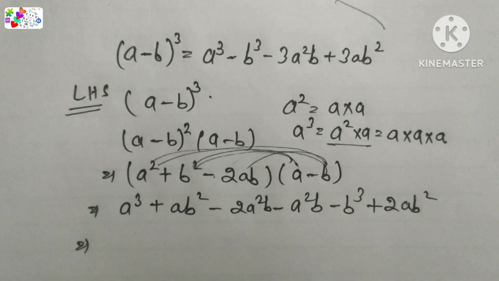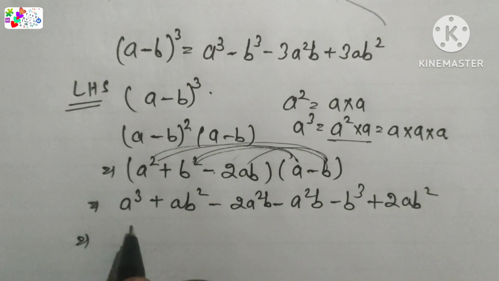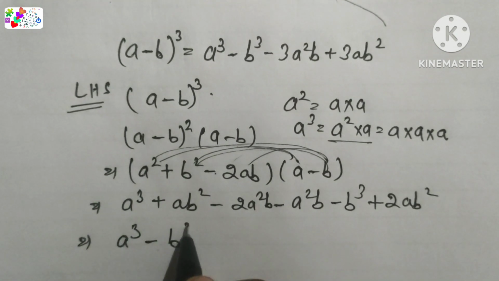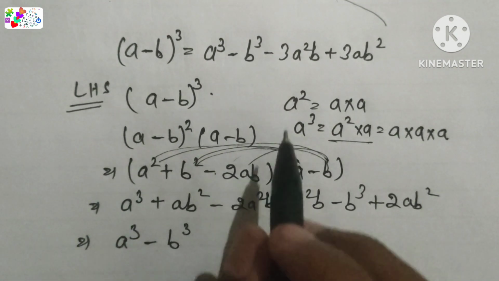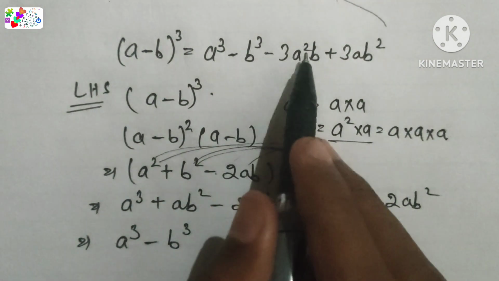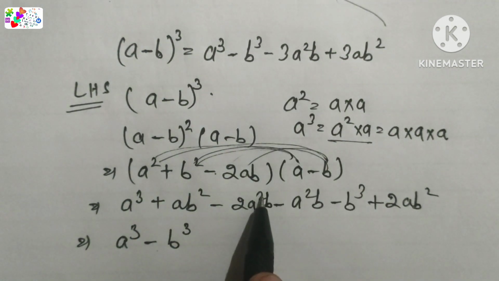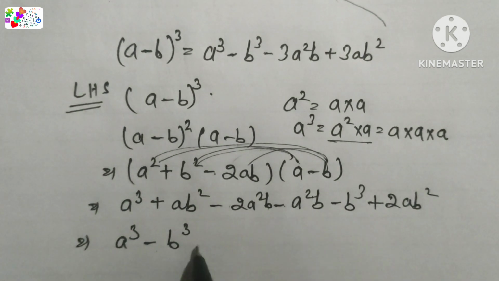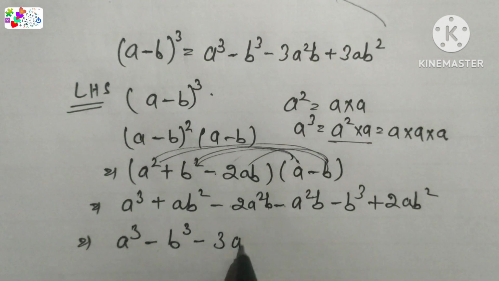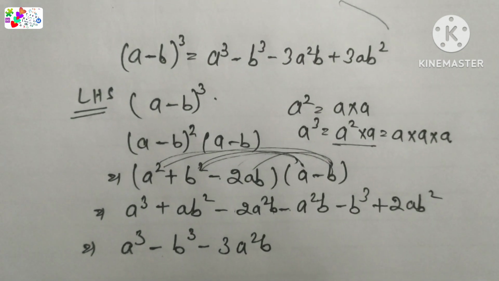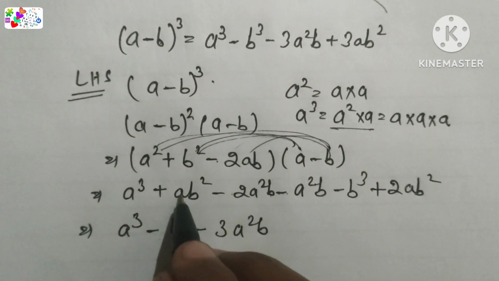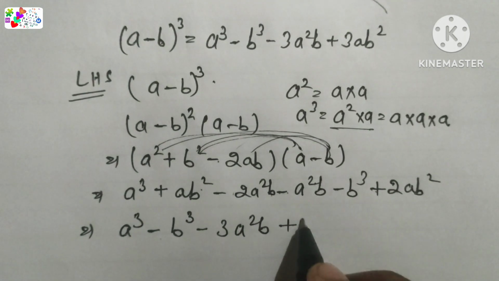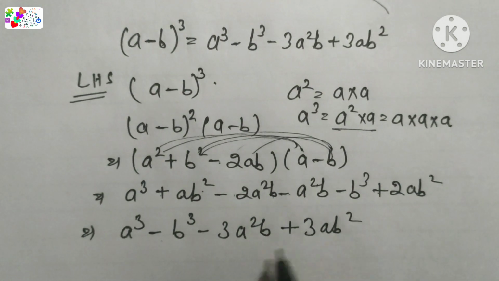Now I will arrange them in order. So a cube minus b cube, after that we have right here minus 3ab square. So a square b, and this is also minus a square b, so it will add to minus 3 a square b. After that what remains? Plus ab square plus 2ab square, this is also plus 3ab square.